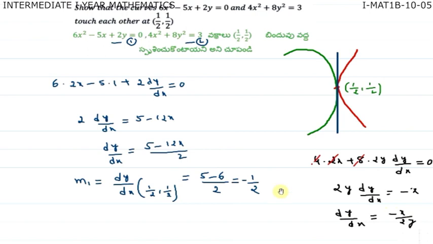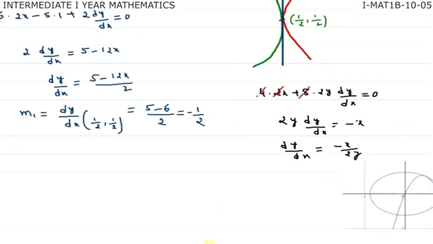Now substitute x, we have to find out the m2 value there. m2 is equal to dy by dx at 1 by 2 comma 1 by 2.